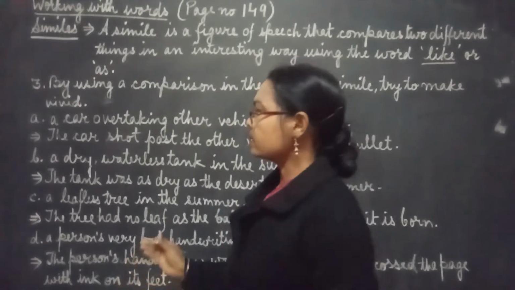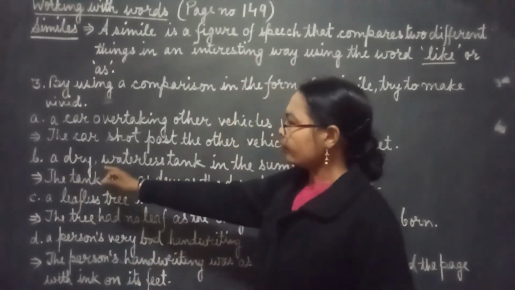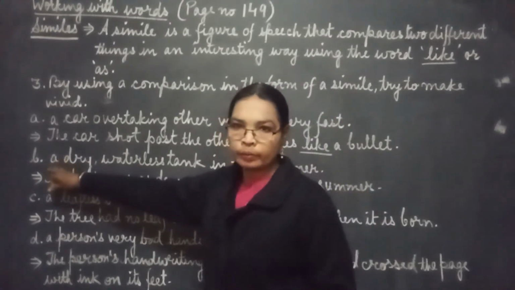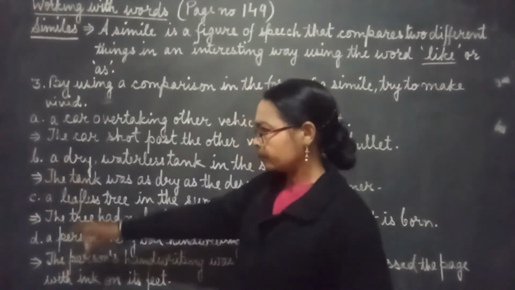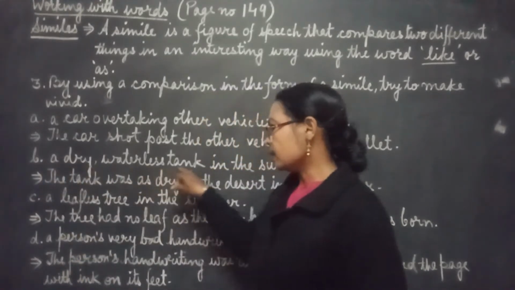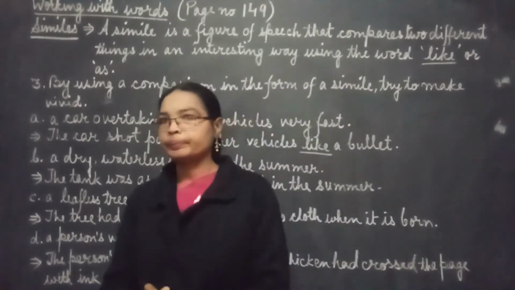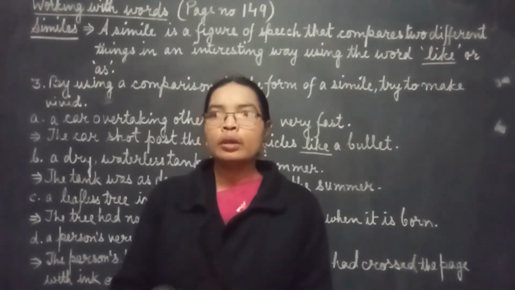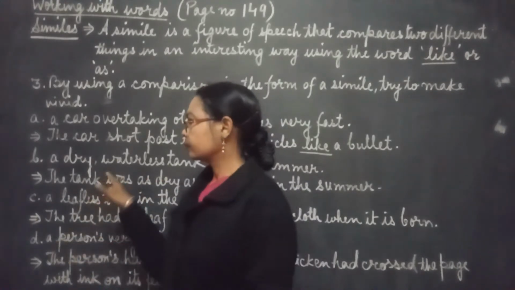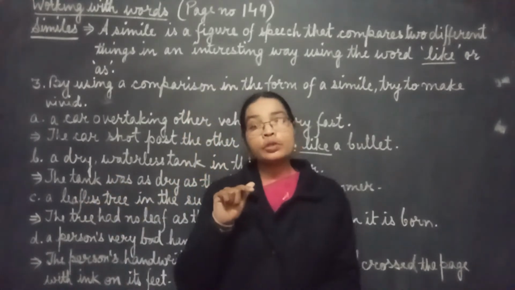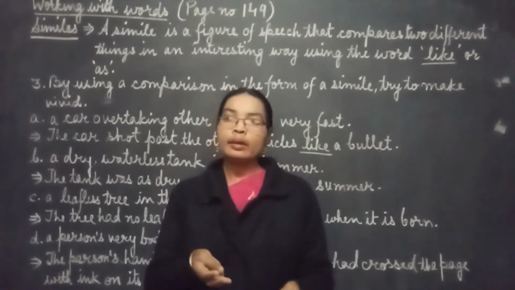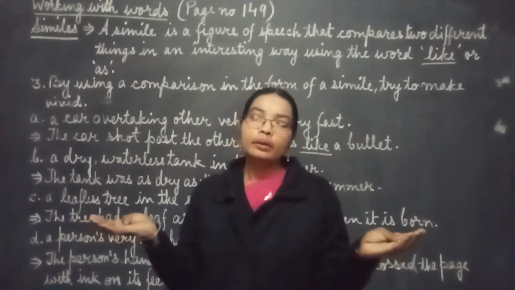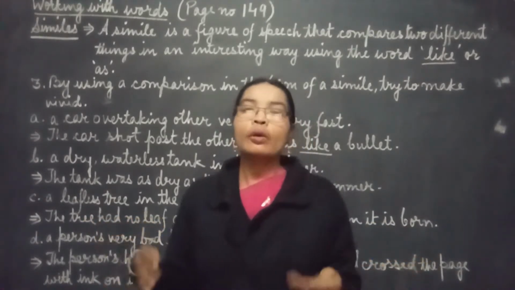Now, come to sentence number B. That is not a sentence, that is a number. Number B: a dry waterless tank in the summer. There is a water tank and there is not a drop of water inside that tank. And which season is there? The summer season. Means we can compare that condition with the land or the surroundings of which kind we will see.